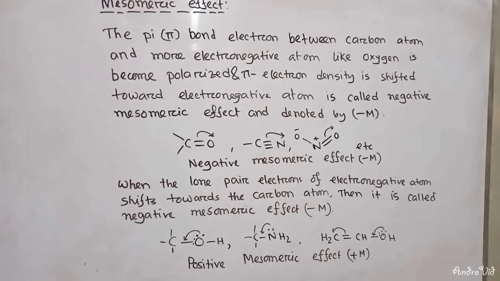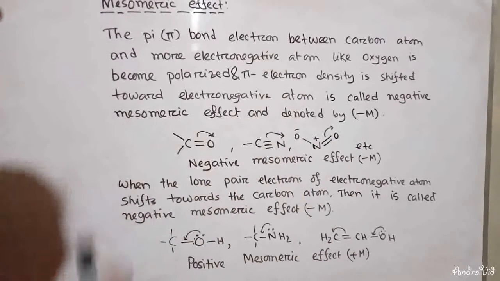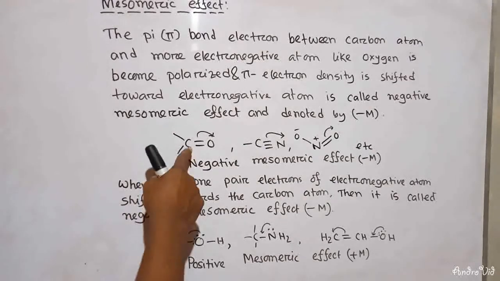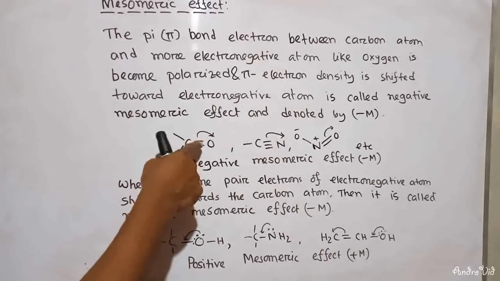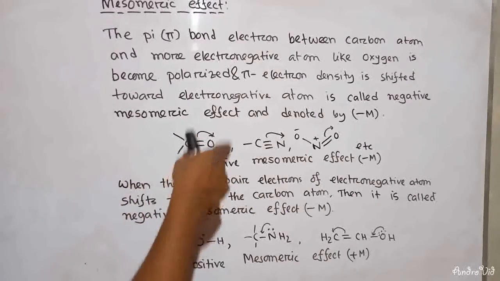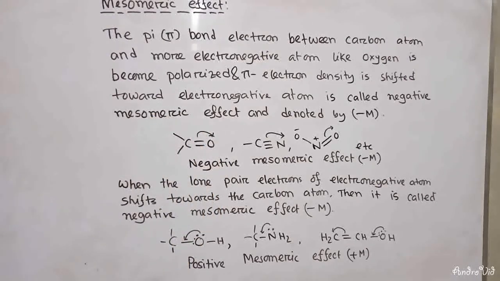First, the negative mesomeric effect: the pi bond electron between a carbon atom and a more electronegative atom like oxygen becomes polarized, and the pi electron density is shifted toward the electronegative element. This is called negative mesomeric effect, denoted by minus M. If there is a double bond or triple bond between carbon and an electronegative element, as in this example, there is a double bond between carbon and the electronegative oxygen atom. Oxygen will shift the pi bonded electron towards itself. This is called negative mesomeric effect.